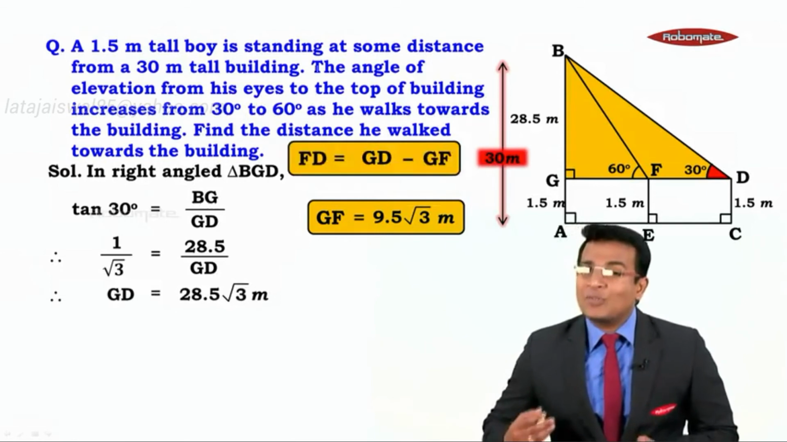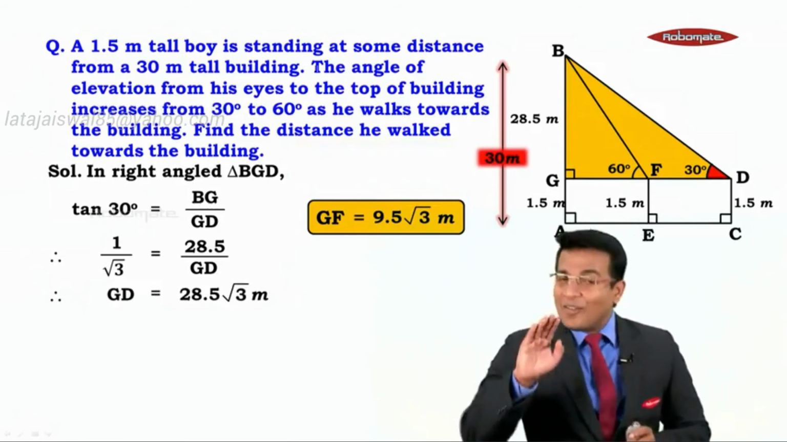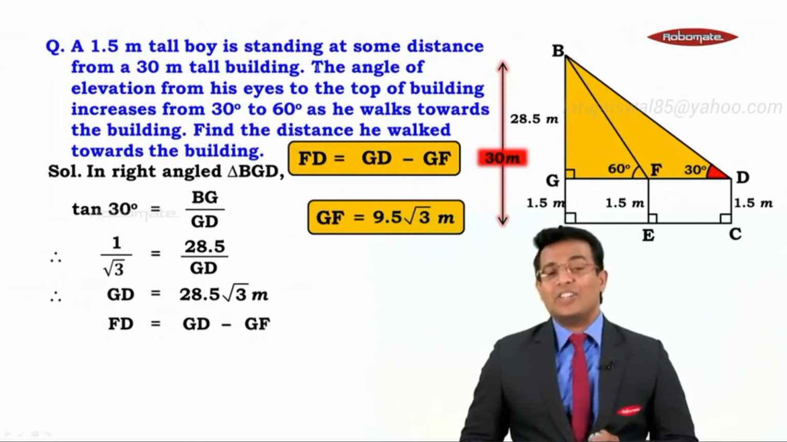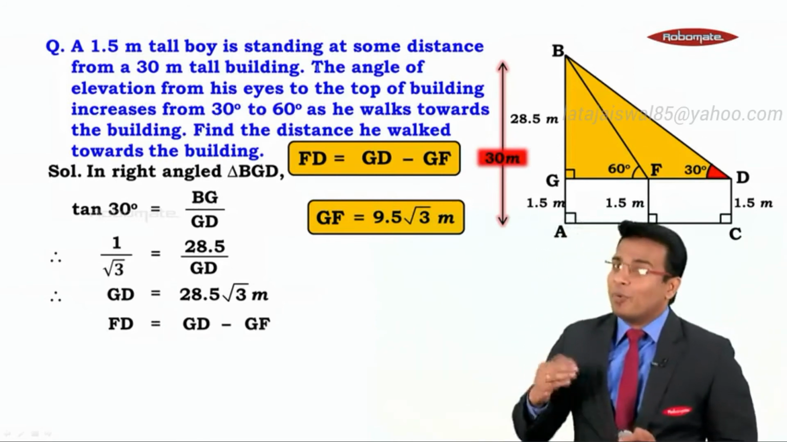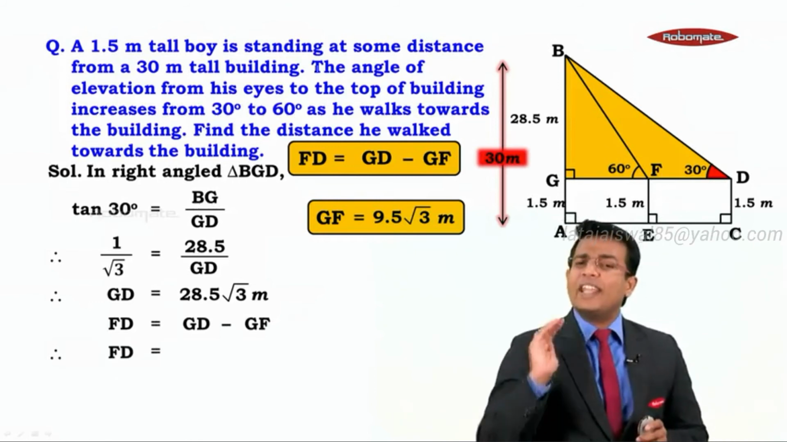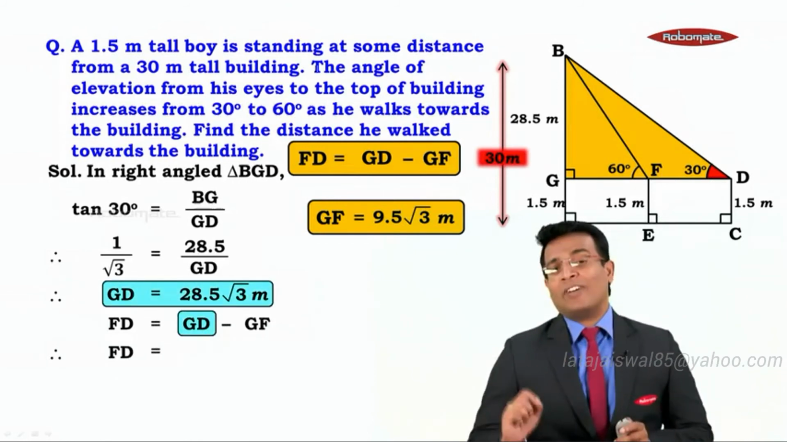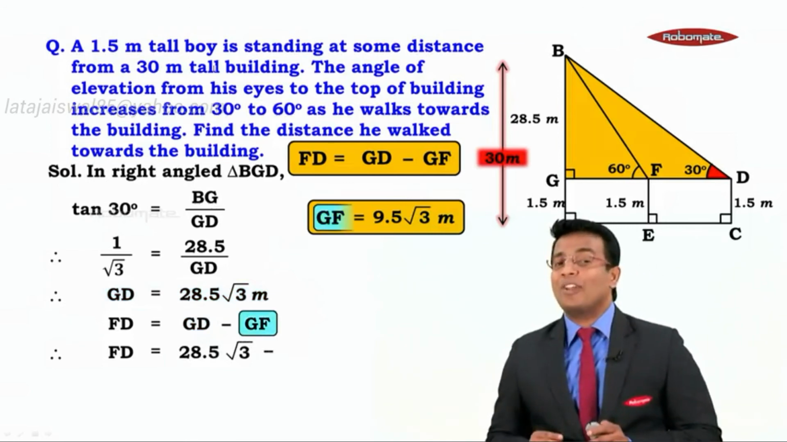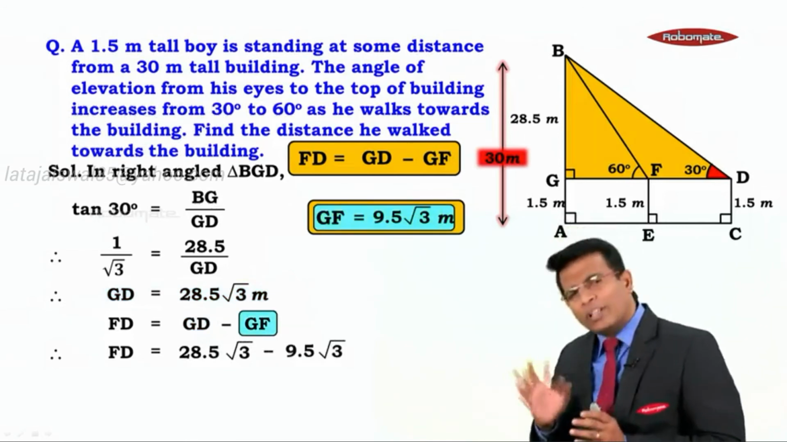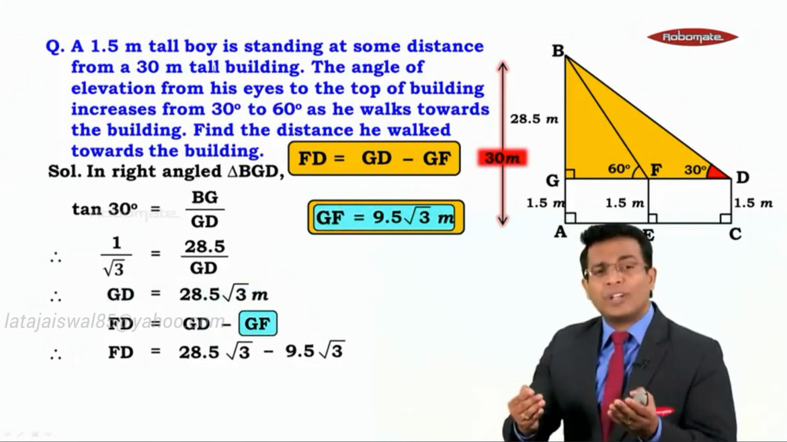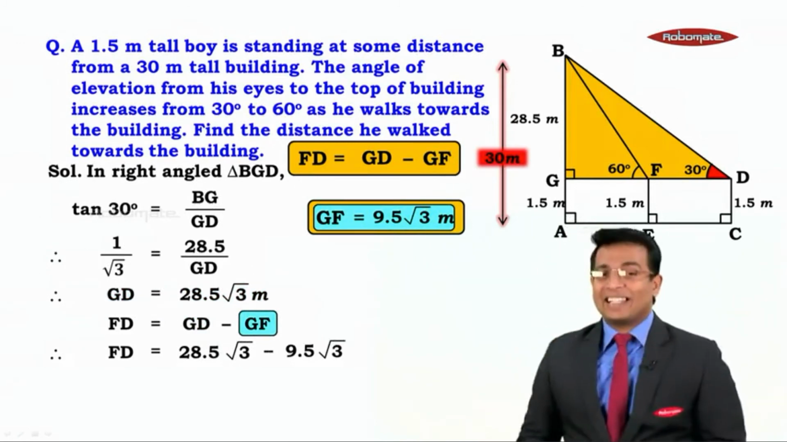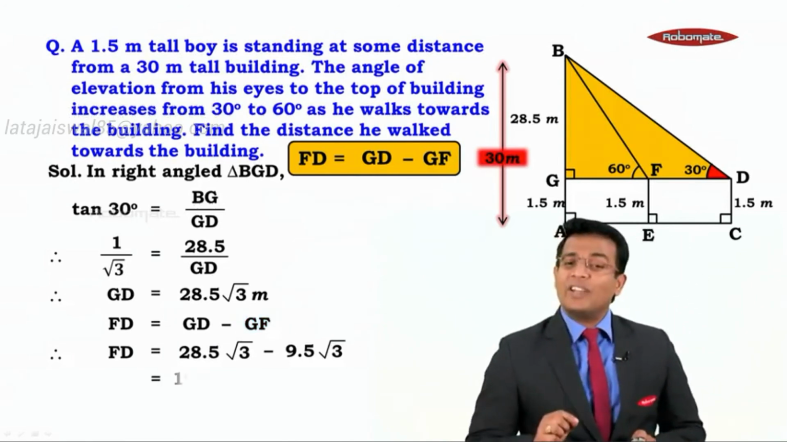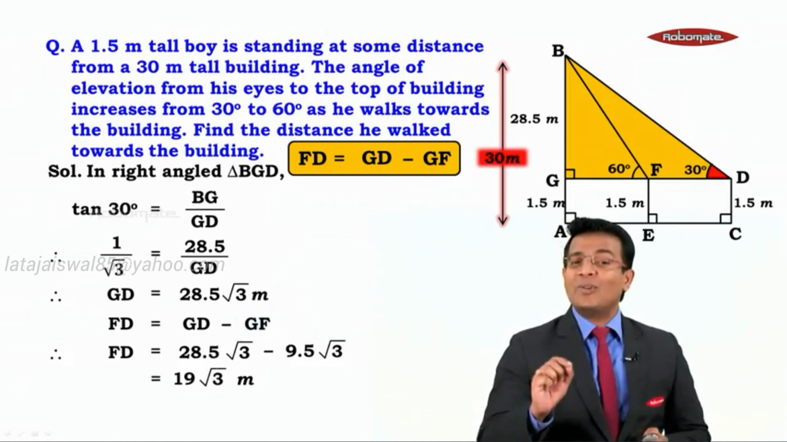So now we got the value of GD also, and we can find the value of FD. We can write FD is equal to GD minus GF. Both we got. Just now we got the value of GD. How much is that? It is 28.5 into root 3, right? And the value of GF is nothing but 9.5 root 3. Now both have root 3. If they didn't, then we would have substituted at the end, right? So it remains as it is, that is 28.5 root 3 minus 9.5 root 3. So we get FD is equal to, after subtraction, 19 root 3.